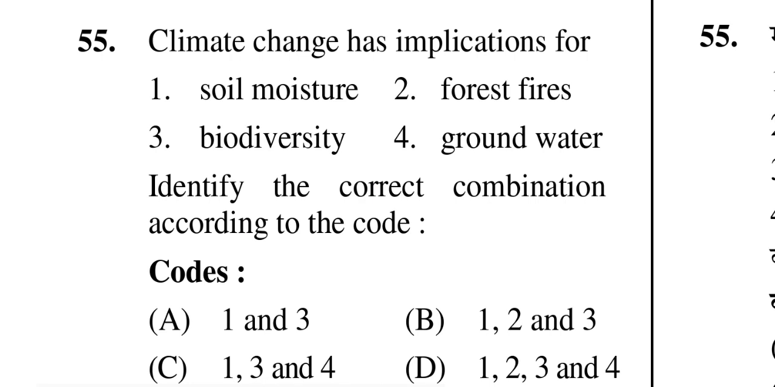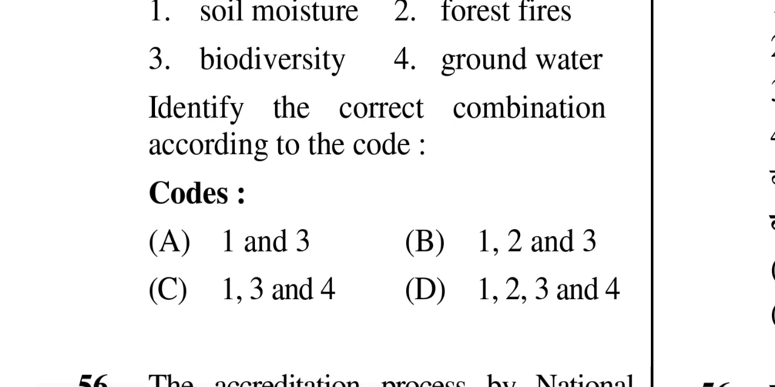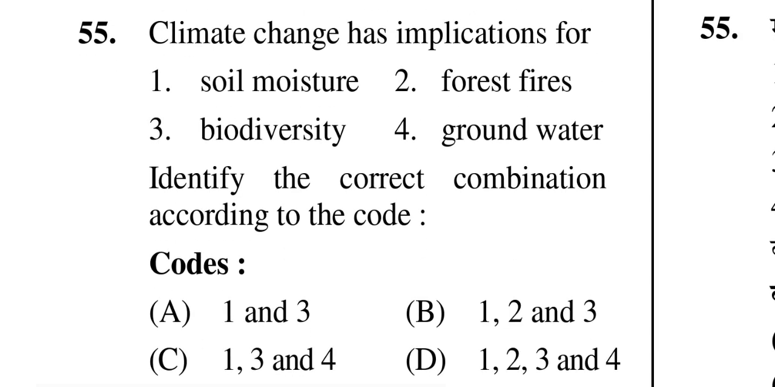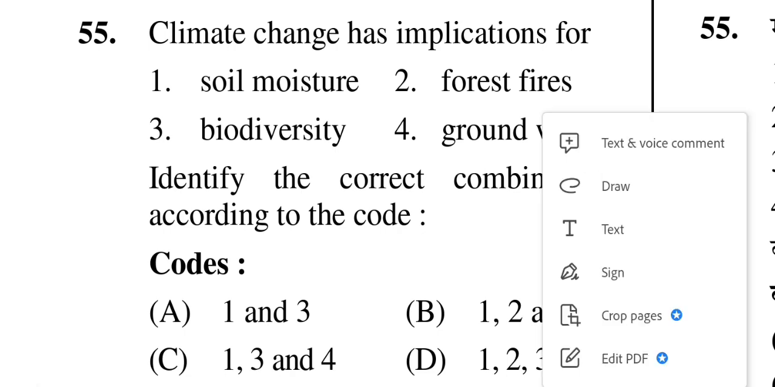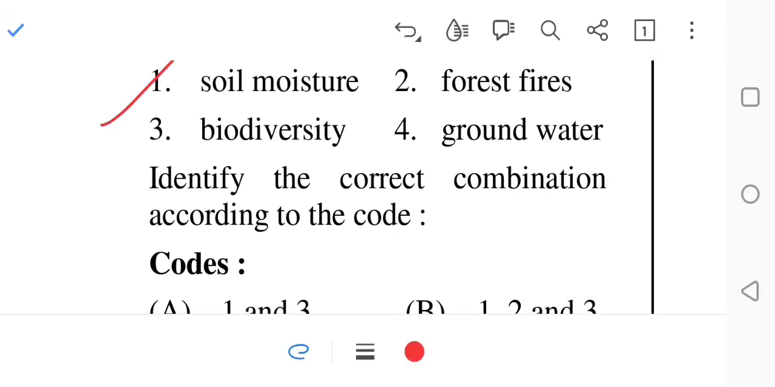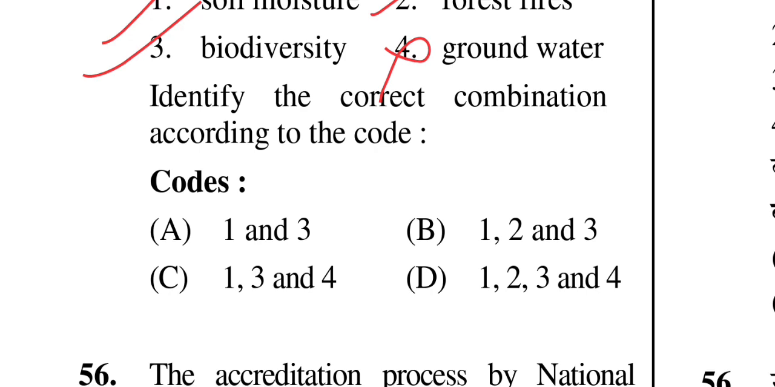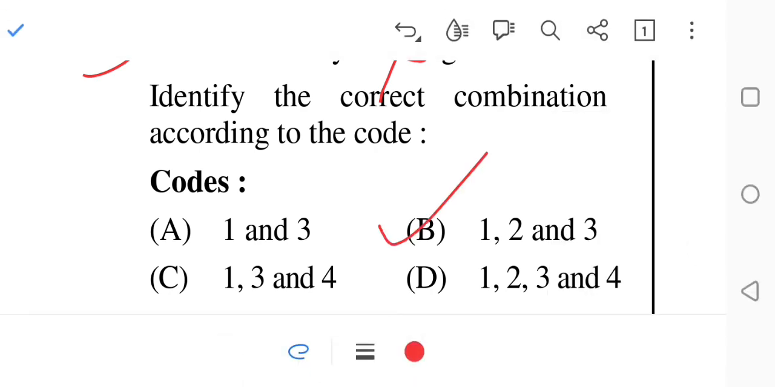Identify the correct combination according to the code: 1 and 3, 1, 2 and 3, 1, 2 and 4, 1, 2, 3, 4. What do you say? 55. The correct answer of 55 will be B, 1, 2 and 3. All are correct except the groundwater. Soil moisture, forest fires, biodiversity, I accept; the groundwater, no. That means 1, 2 and 3, so B will be the correct answer. Let me mark it also.